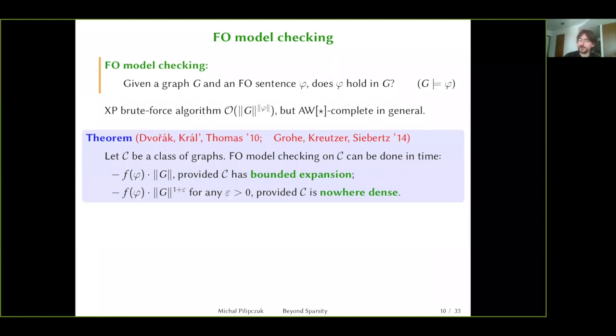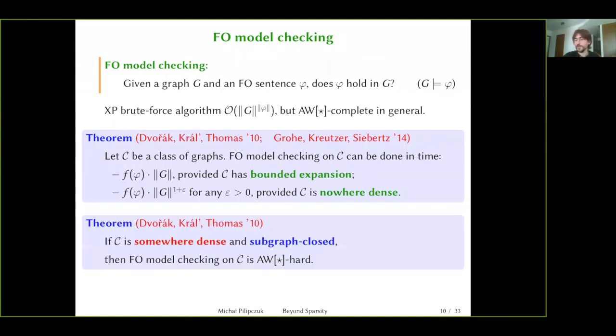And indeed, in sparse classes, you can get a meta-theorem, a meta-algorithm for all the problems expressible in first order logic. This is a theorem of Dvořák, Kráľ, and Thomas for bounded expansion, and of Grohe, Kreutzer, and Siebertz for nowhere dense. Then this problem, parameterized by the sentence phi provided on input, is linear time FPT on bounded expansion classes and almost linear FPT on nowhere dense classes. So every problem that you can express in first order logic, you can solve nicely in FPT time on sparse graph classes, provided that the parameter is the length of the formula.